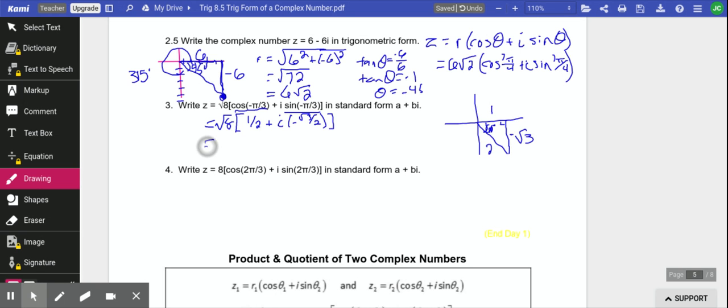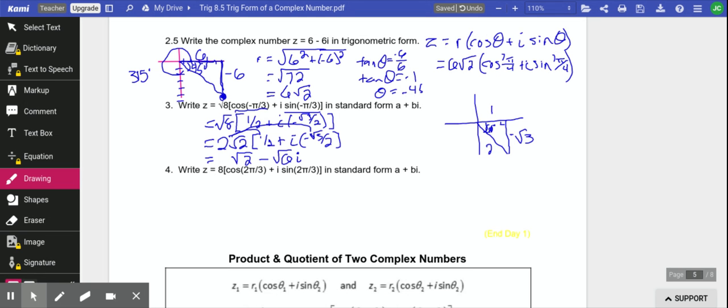And then I'm going to simplify root 8. That is 2 root 2. And then I'm going to distribute that. So we get 2 root 2 times 1/2, which is going to be root 2. And then 2 root 2 times negative root 3 over 2. The 2's cancel, and I'm going to get negative root 6 i. And there it is. That's standard form. Okay, so all we had to do was evaluate that.